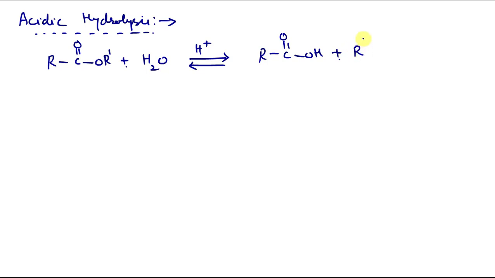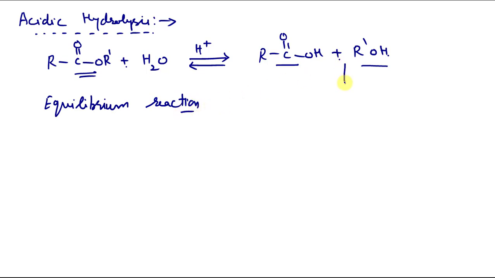RCOOH plus R dash OH, and under acidic condition this is an equilibrium reaction, because under similar conditions carboxylic acids and alcohols react back to give you esters. It is an equilibrium reaction, so we can increase the yield of these products by increasing the amount of water. A higher amount of water will drive the reaction in the forward direction, and we will get more carboxylic acid and alcohol. So the thing to note here is that it is an equilibrium reaction.